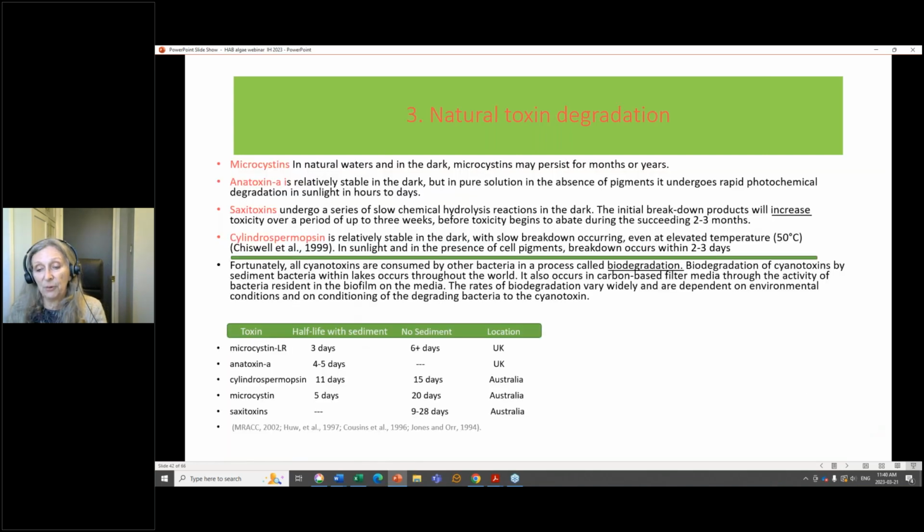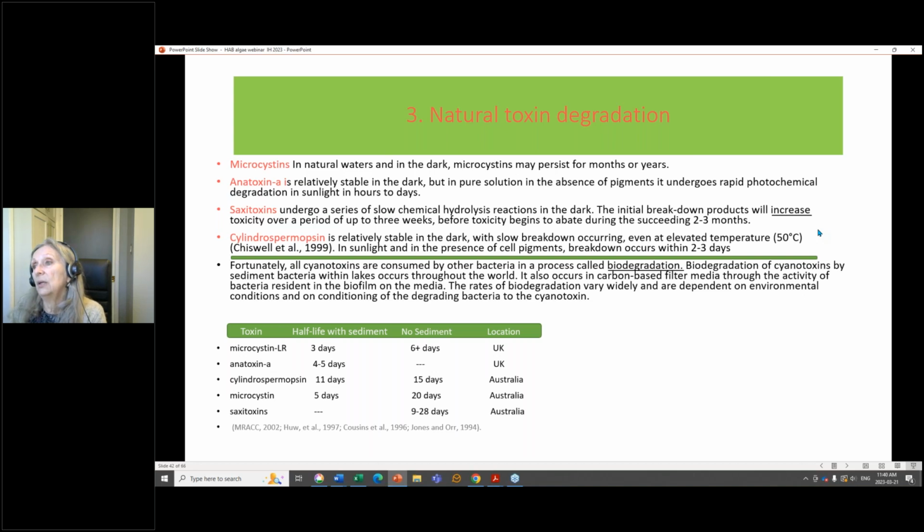Well, fortunately for us, these do naturally biodegrade. First of all, there is photochemical degradation. Basically, if you have bright light, these things can be degraded in a matter of hours to days, whereas in darkness, they can last for weeks to months.